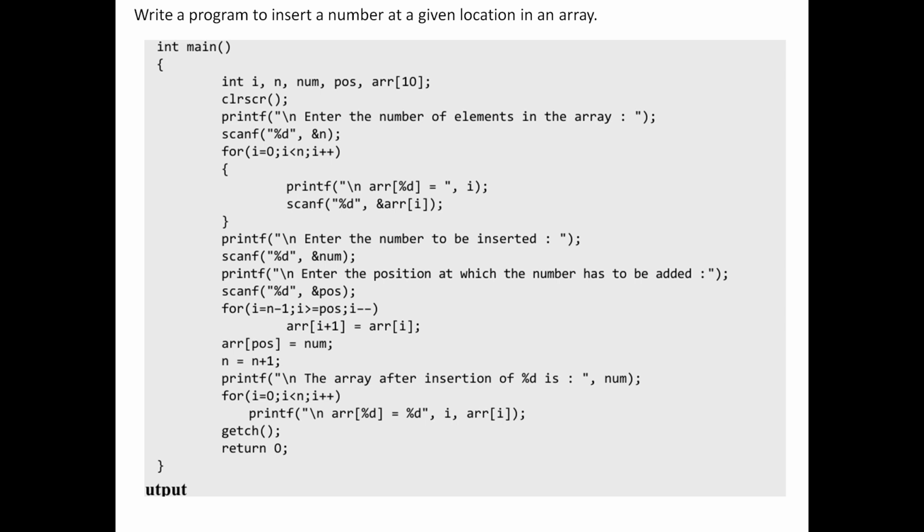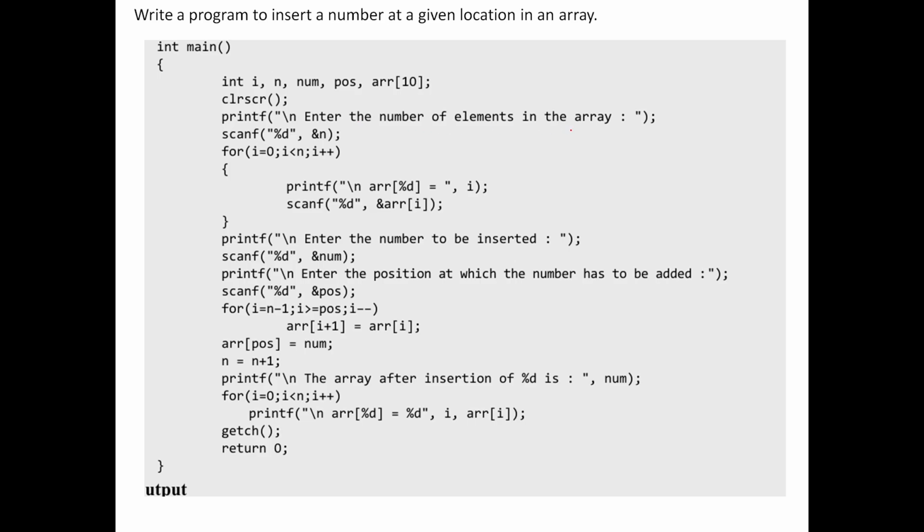Now let us look at a C program. Write a program to insert a number at a given location in an array. First we have declared all the variables which are required for us: i, n, number, the number that you want to insert, position, the position where you want to insert, and the array. As we know, variables must be declared at the beginning of the function, before their use. That is the C rule.